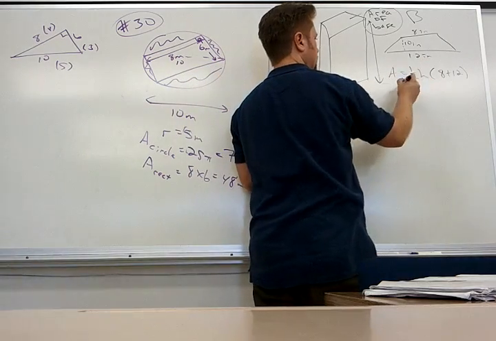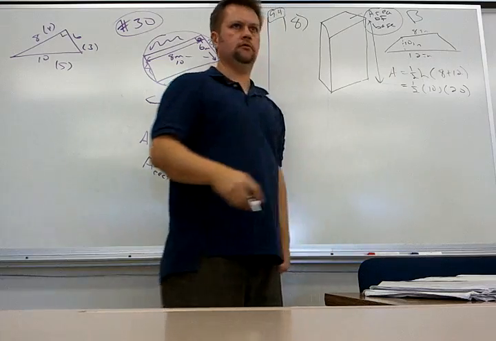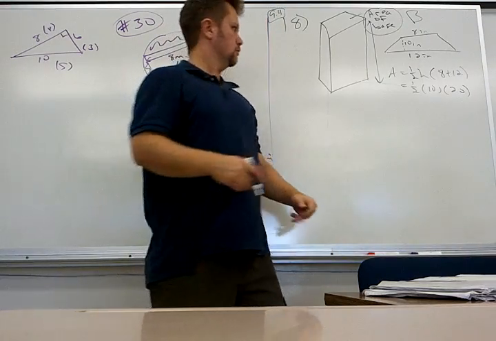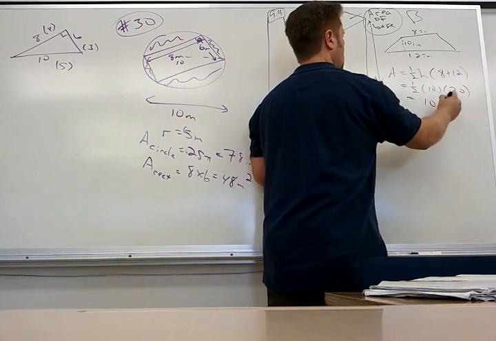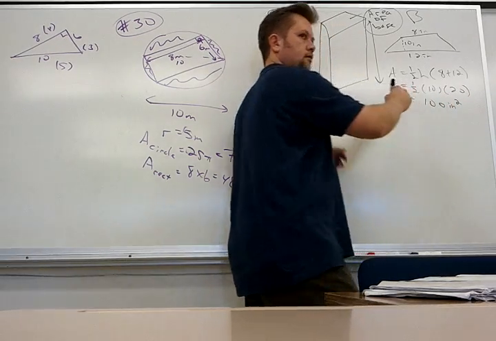And the height, of course, is 10. So half of 10 times 20. Well, half of 10 times 20 is 100. 100 what? 100 square inches.